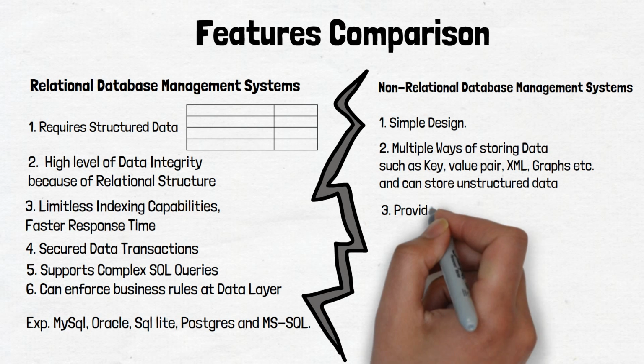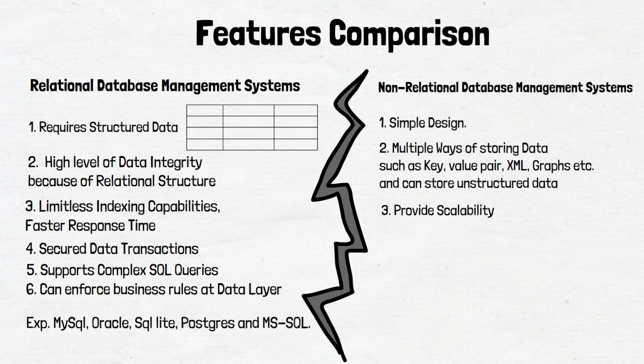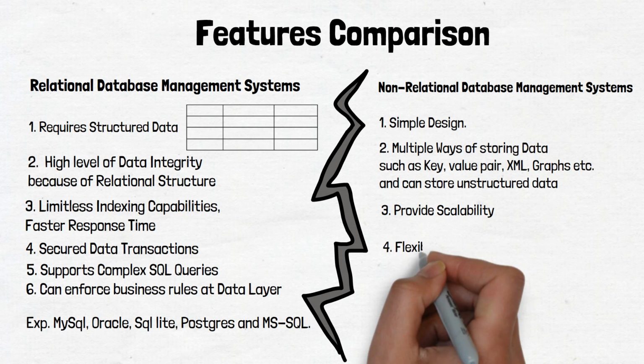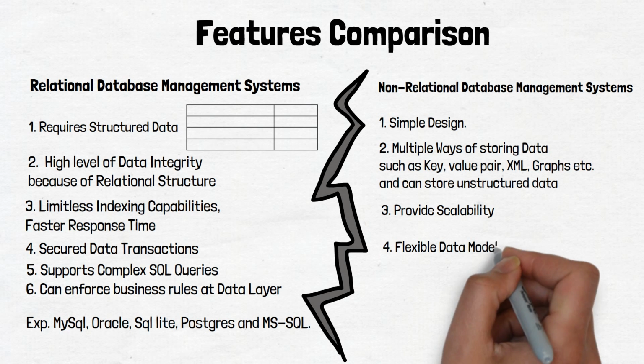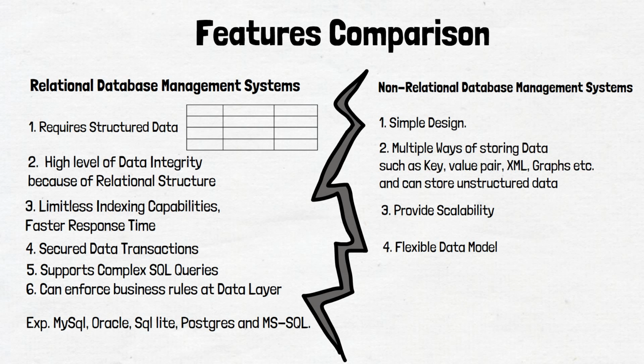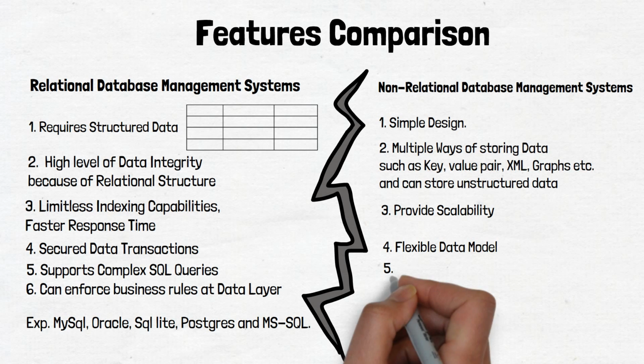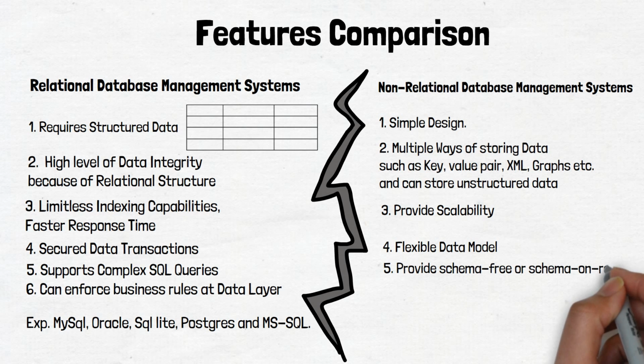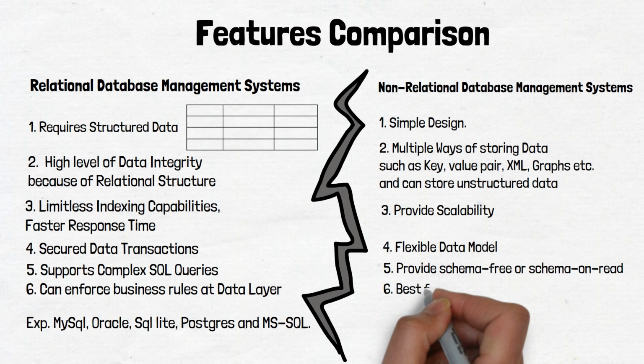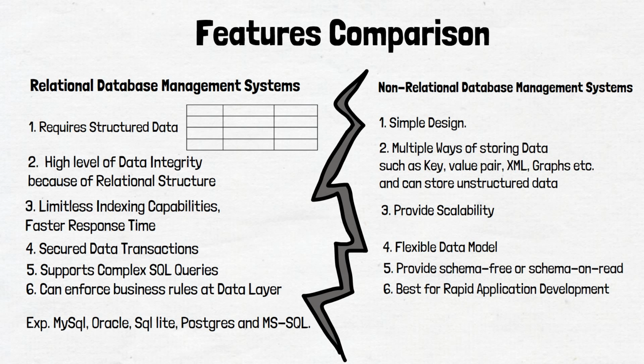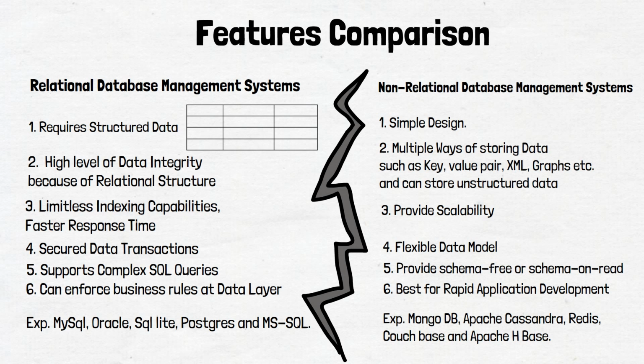Third, they provide scalability to meet changing business requirements. Fourth, they provide a flexible data model with the ability to easily store and combine data of any structure without the need to modify a schema. Fifth, they provide schema-free or schema-on-read options. Sixth, they are best for rapid application development. NoSQL is the best selection for flexible data storage with little to no structure limitations. NoSQL or non-relational database examples are MongoDB, Apache Cassandra, Redis, Couchbase, and Apache HBase.